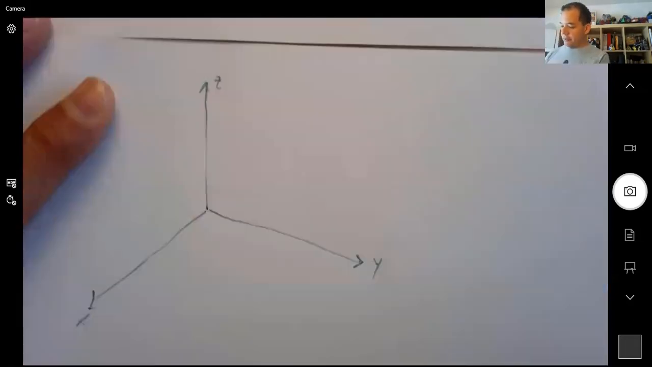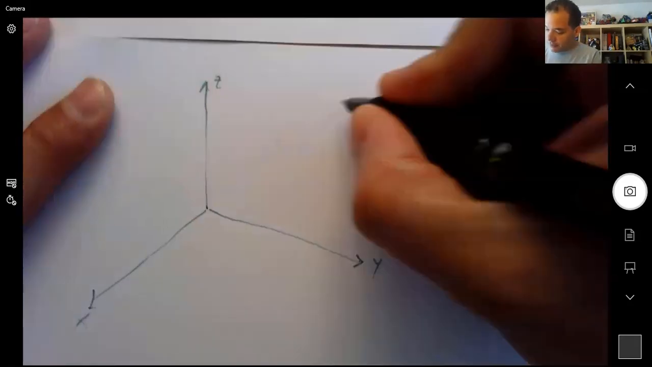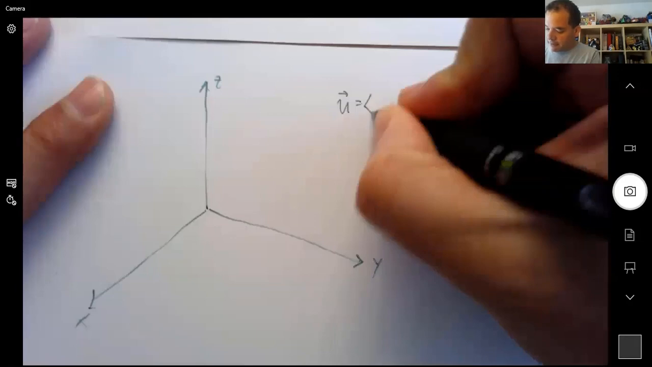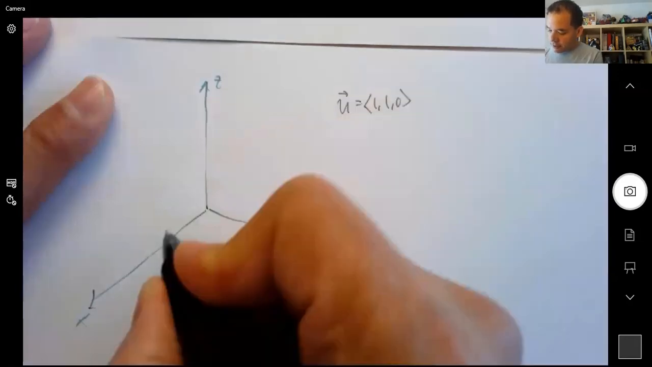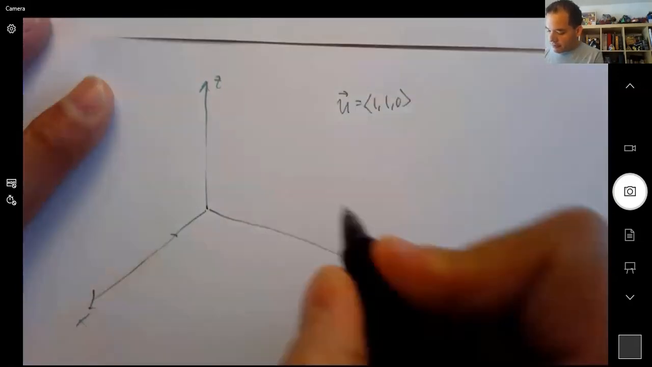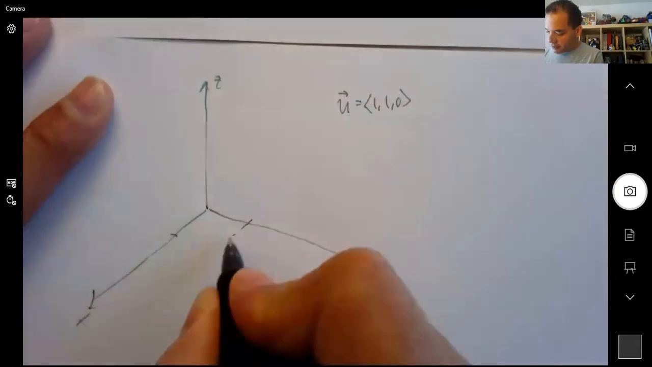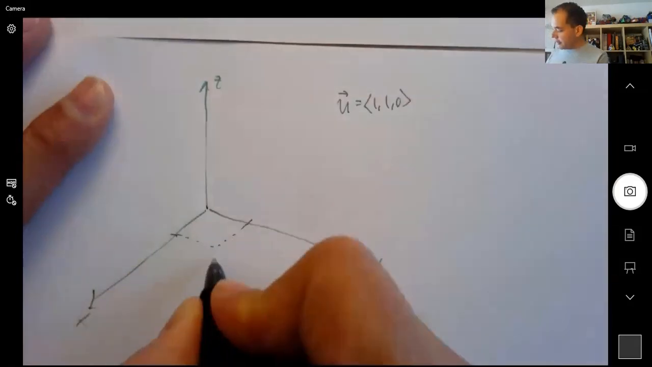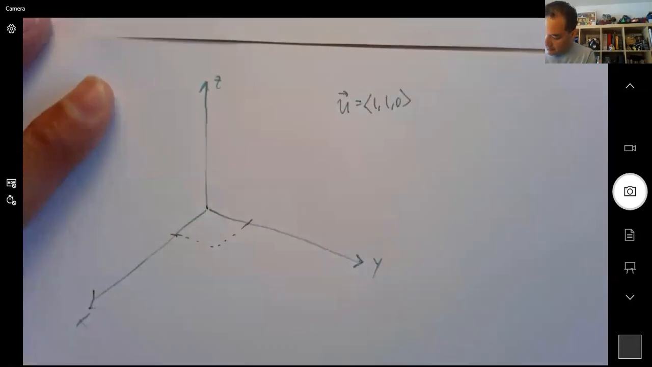First we want to locate the first vector, which is 1, 1, 0. That's not too hard, right? It's 1 in the X direction, 1 in the Y direction, and nothing in the Z. So it will be this vector right here. I'm going to draw it black. That's U.